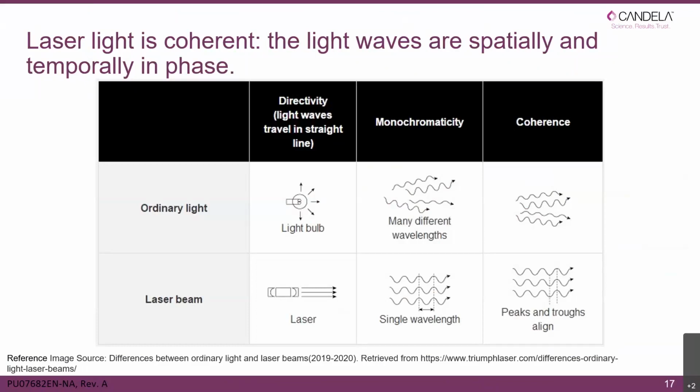However, with a laser beam, we have all of the light traveling in a straight line. They're all a single wavelength, so you can see they're all in parallel with one another, and they're also coherent because each one of those peaks and troughs of that wave align with one another.